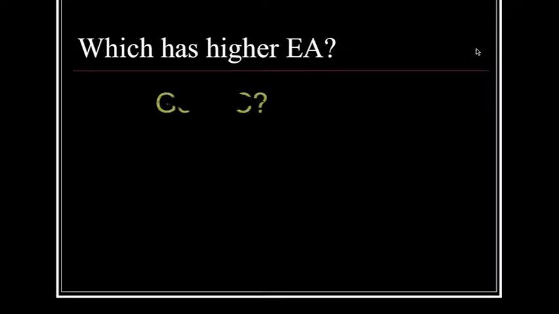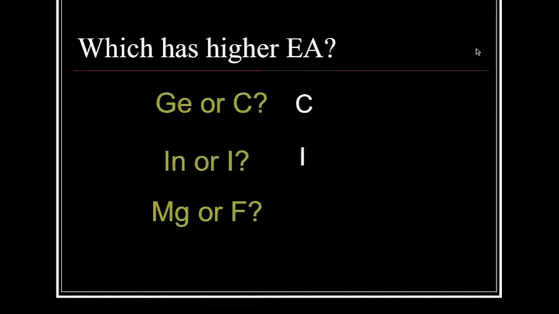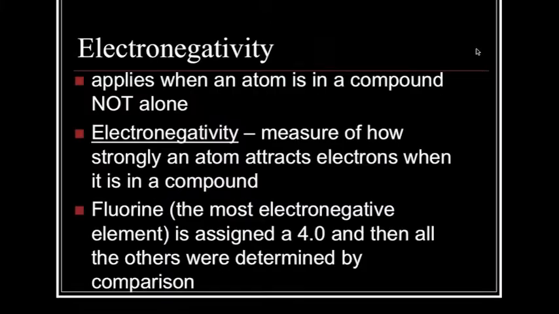Now, which one has a higher electron affinity? We have germanium and carbon, and we see that carbon is higher, so carbon wins. We have indium and iodine, and iodine is more to the right, so therefore iodine wins. And then we have magnesium and fluorine. Magnesium is all the way to the left, fluorine's all the way to the right, so fluorine wins.